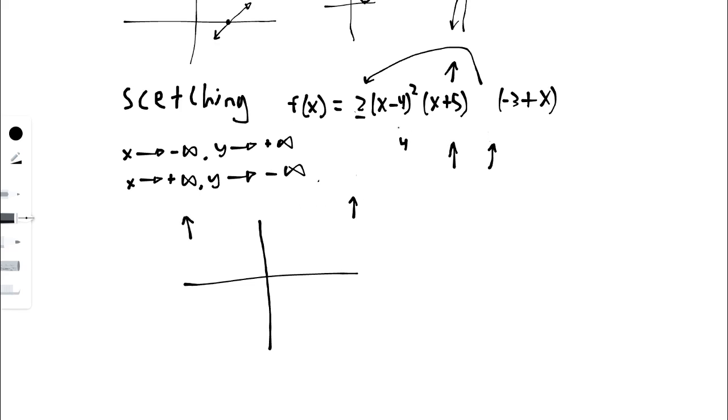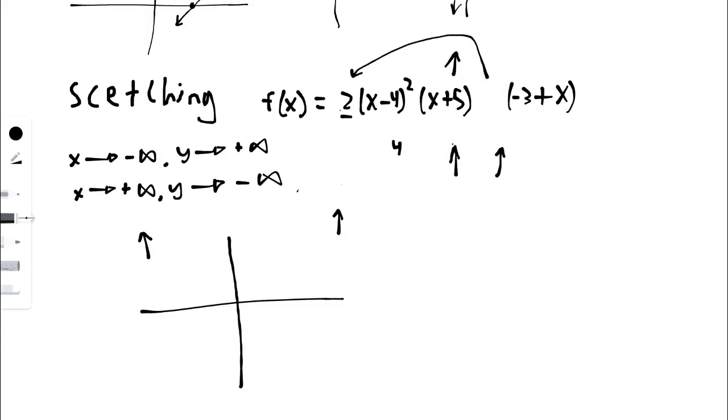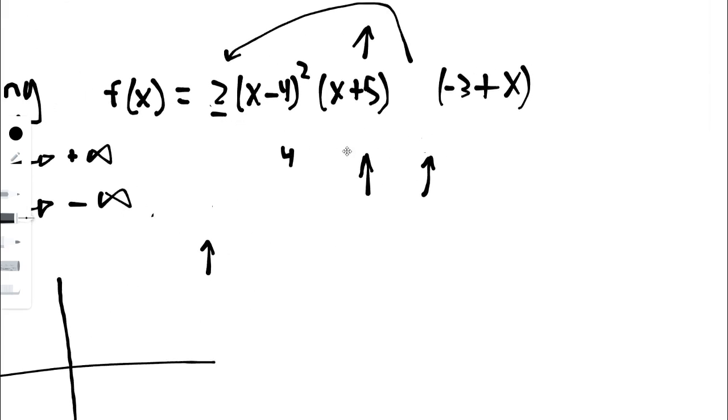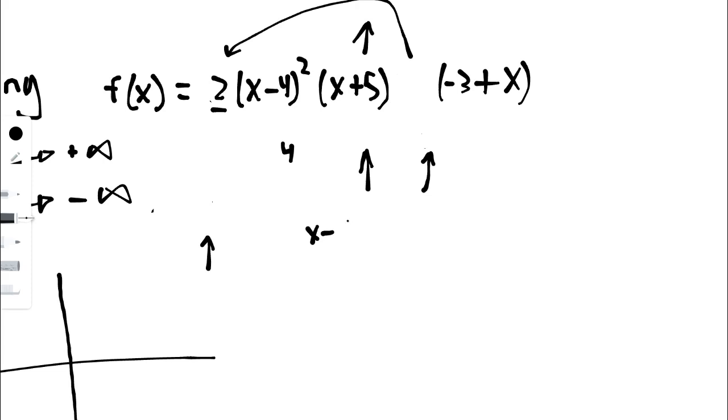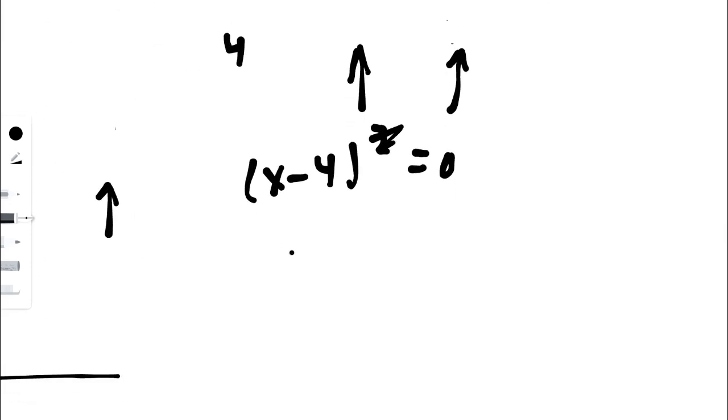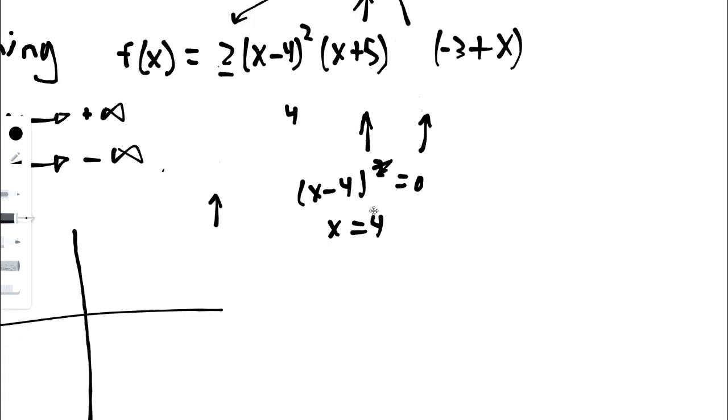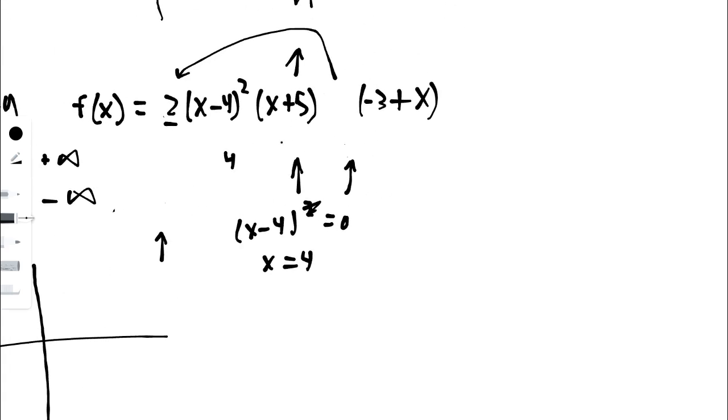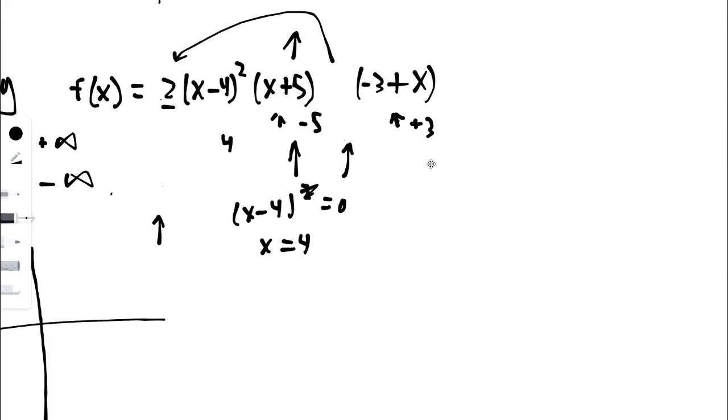There are a few more things we have to do though. So we have to find the x-intercepts first. Let's go back here. So we'll do x minus 4 squared equals 0. So again, you can just take away the squared, square root both sides, and then you get x equals 4. So there's one of the roots. And then this one we can just tell is negative 5. And then this one we can tell is positive 3.